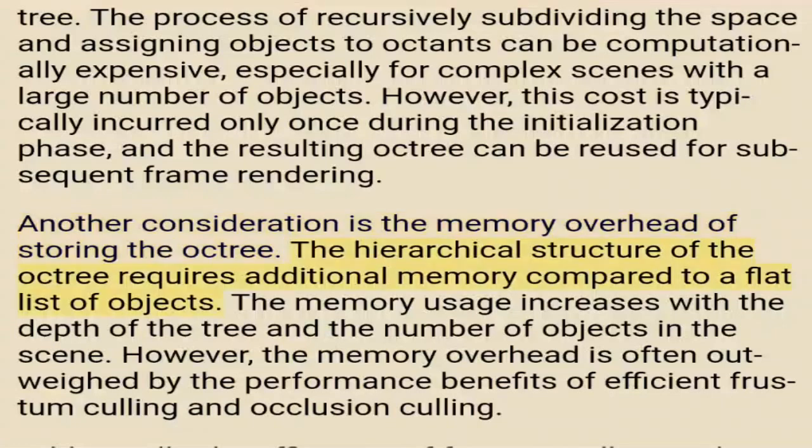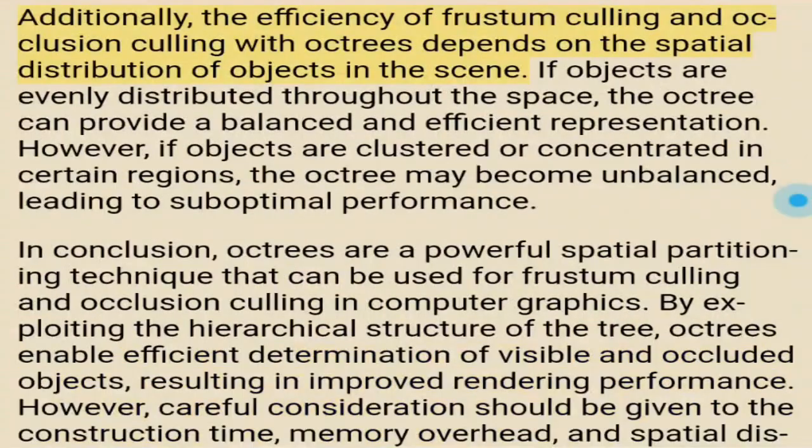The hierarchical structure of the octree requires additional memory compared to a flat list of objects. The memory usage increases with the depth of the tree and the number of objects in the scene. However, the memory overhead is often outweighed by the performance benefits of efficient frustum culling and occlusion culling. Additionally, the efficiency of frustum culling and occlusion culling with octrees depends on the spatial distribution of objects in the scene. If objects are evenly distributed throughout the space, the octree can provide a balanced and efficient representation. However, if objects are clustered or concentrated in certain regions, the octree may become unbalanced, leading to suboptimal performance.